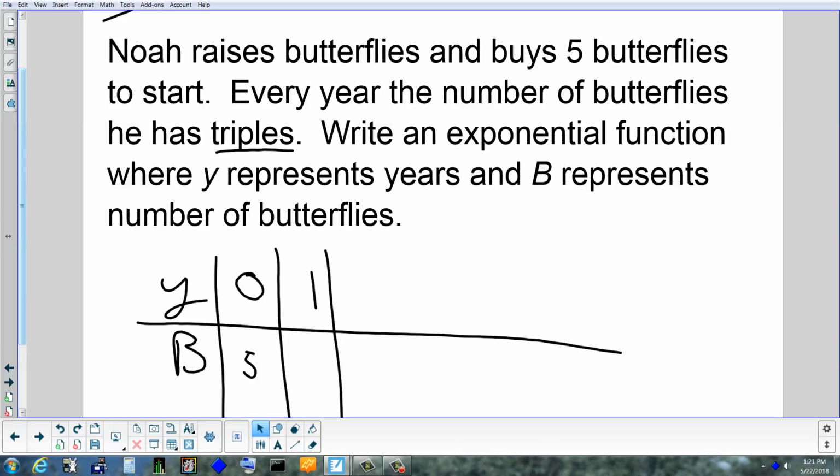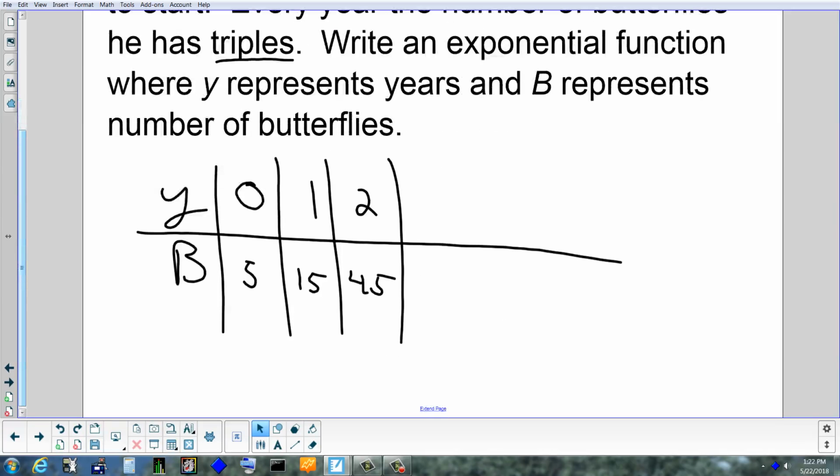Now, after 1 year has gone by, what happens to the number of butterflies? He has 15. It triples. And let's just do one more. After 2 years. What's 15 times 3? 45. Okay, so now what I've done here is I turned this into a problem that you saw yesterday. Now you have a table.